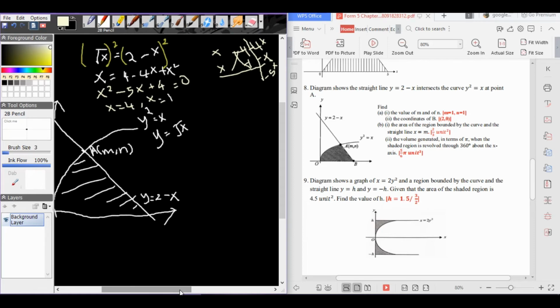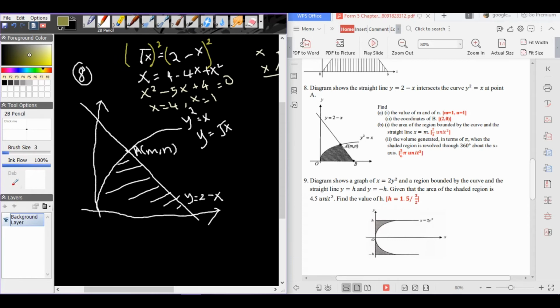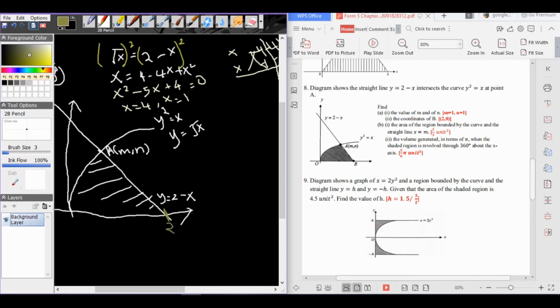We still don't know. This straight line is y equals 2 minus x. So we find the x-intercept. That is when y equals 0. So x equals 2. So that means this m must be 1. This must be 1. It cannot be 4. 4 will be out of the range already. So this is 1. m equals 1.